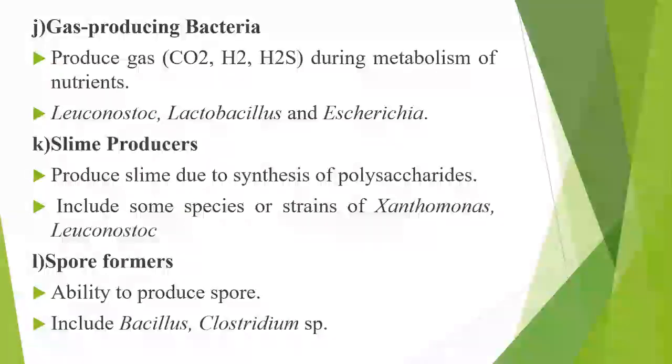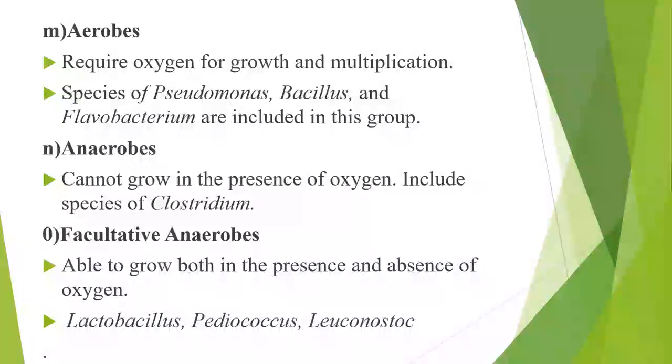Next one, one of the more pathogenic groups, is the spore formers, because they have the ability to produce spores and they are able to survive under adverse conditions. So they are able to survive high heat, low temperature, etc. So they are able to survive most common preservation techniques. These spore formers are the most important group associated with many foodborne diseases. Examples are Bacillus and Clostridium species. Next group is the aerobes.